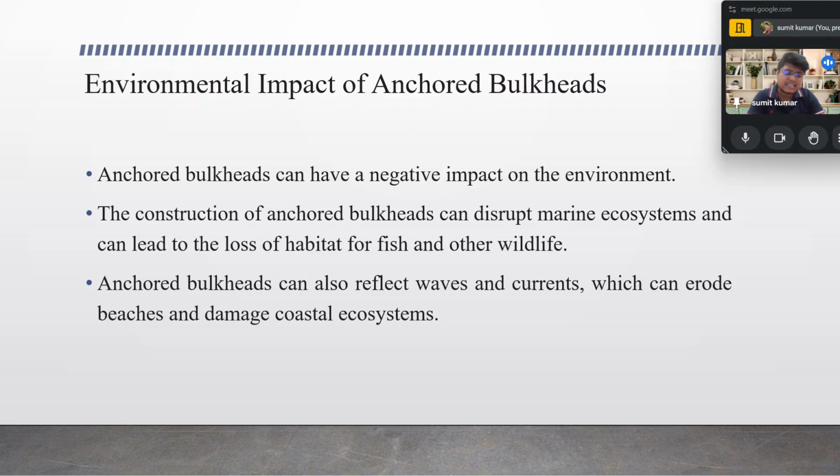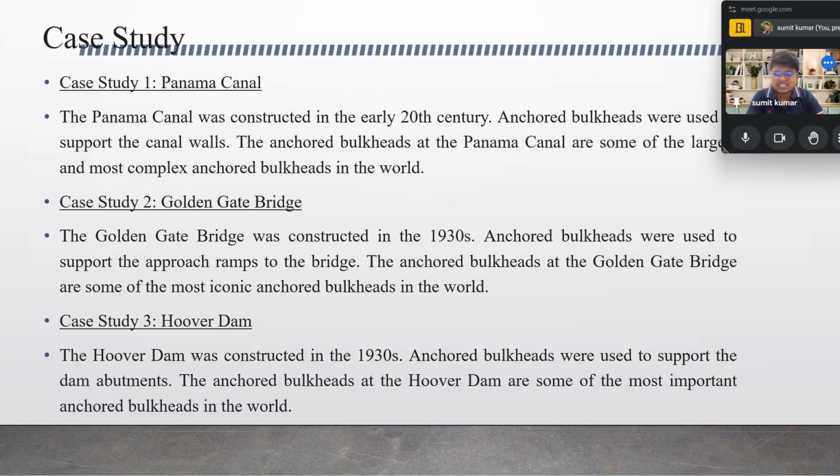And the anchor bulkhead can also reflect the waves and currents, which erode beaches and damage the coastline. That is one of the most important aspects. Okay, some case studies: we have read the Panama Canal already. Two more case studies are also mentioned here. So we will go one by one and see how the construction of the anchor bulkhead could create problematic situations for the ecosystem situated over there.